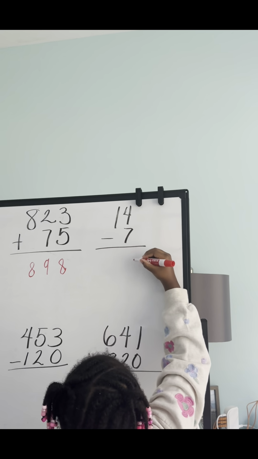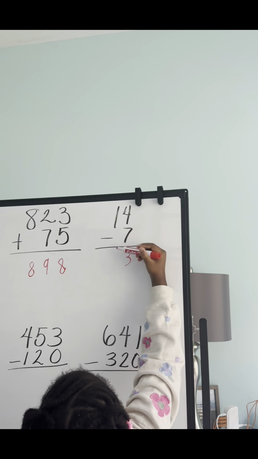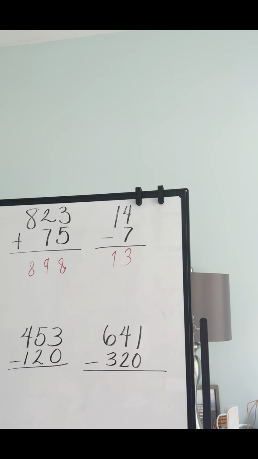The next one is 14 minus 7. 4 minus 7 equals 3. And then 1 minus 0 equals 1. Okay, so this one is a little bit tricky, and we haven't really got into this one a lot. But 14 minus 7 is not going to get us 13. So we actually have to take from that 1. You have to take a set of 10s from there.